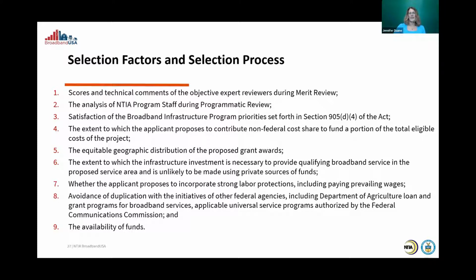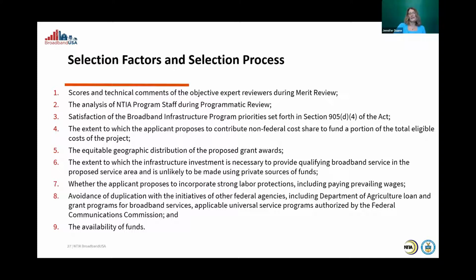And then we'll be looking at the extent to which this investment would not have been made in the proposed service area without the government investment, or that is unlikely to be made using private sources of funds and needs the government investment in order to be funded. And then we'll be looking at whether the applicant proposes some strong labor protections, including paying prevailing wages. And then finally, we'll be looking to avoid duplicating the funding of other federal agencies, including the Department of Agriculture loan and grant programs and the applicable universal service programs that the FCC manages.